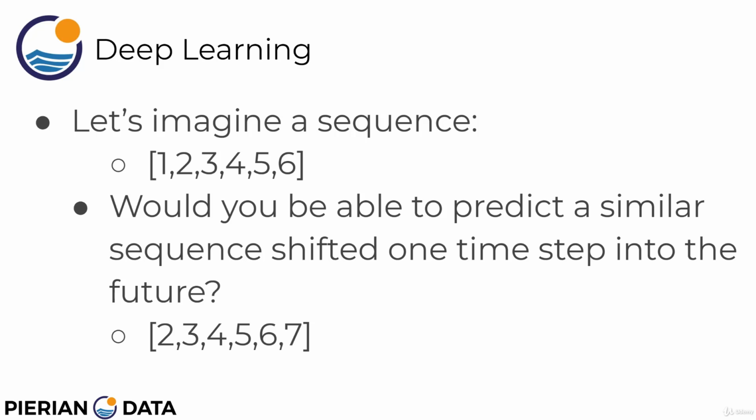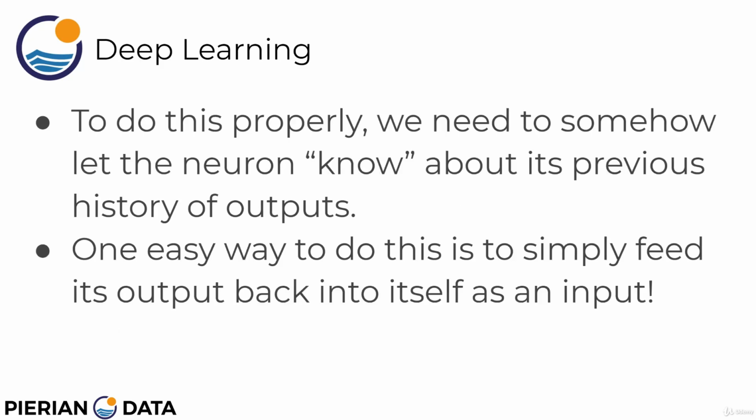So we want to say, are we going to be able to build a network that can learn from that history? To do this properly, we need to somehow let the neuron understand and know about that previous history of outputs. It can't just know the 6 to produce the 7. It needs to understand that there was 1, 2, 3, 4, 5, 6. So how do we actually let it know about that history of its output? Well, one easy way to do this is to simply feed its output back into itself as a new input along with the new input information.